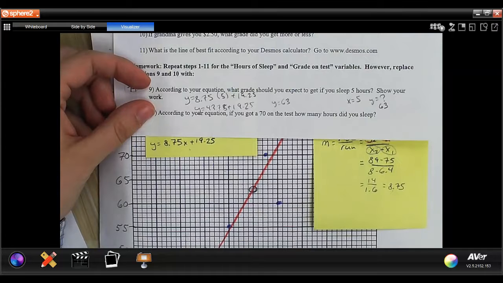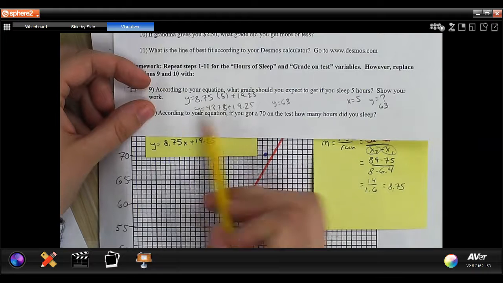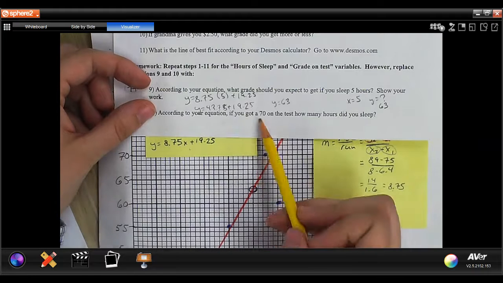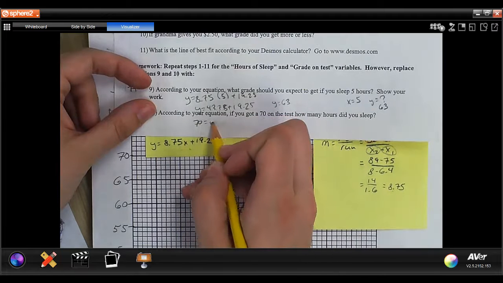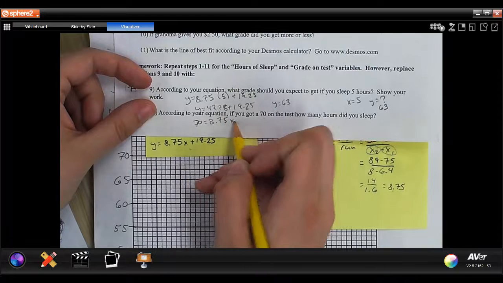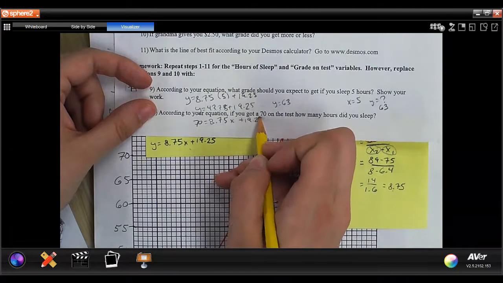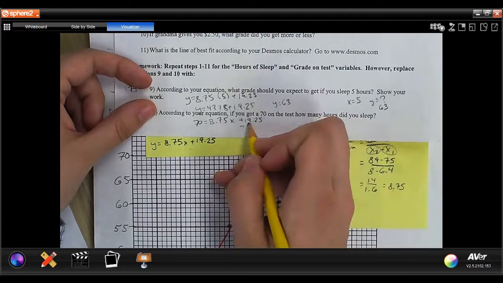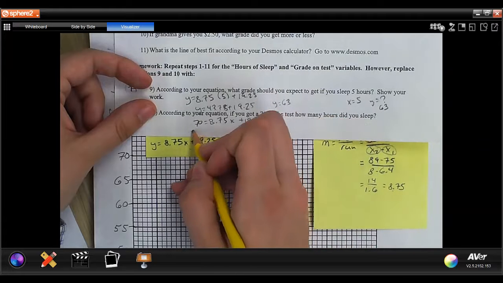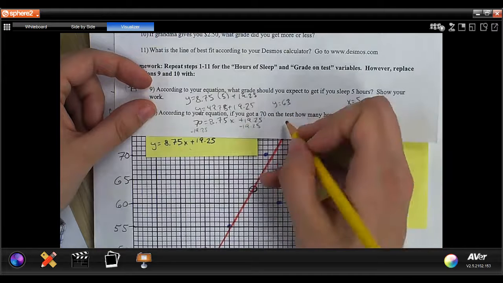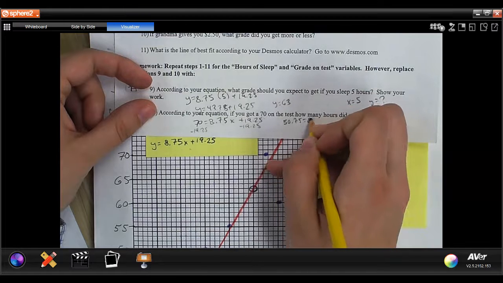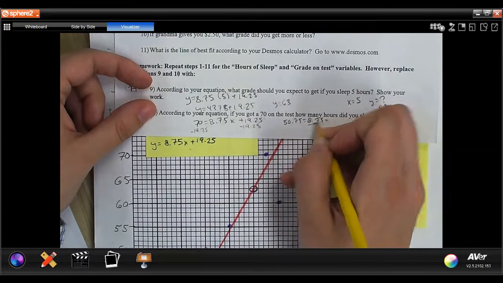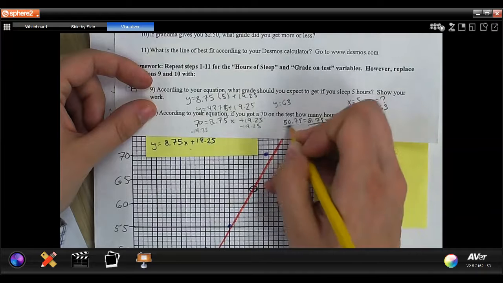Write that as a sentence. If I get 5 hours of sleep, I get 63% on my test. According to your equation, if you got 70 on the test, how many hours of sleep did you get? Well, this 70 is your test grade. That means it's y. So this would be 70 is equal to 8.75x plus 19.25. So I need to subtract 19.25 on both sides. So that is 50.75 is equal to 8.75x. Now I need to divide both sides by 8.75.